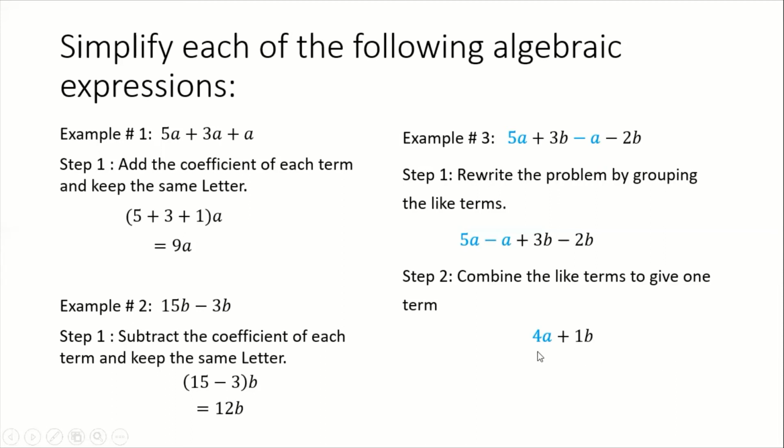In other words, it's like we're saying that this 4a could represent 4 apples in real life, and this 1b could represent 1 banana in real life. So we can't put them together to give us one term, all right? Two different fruits.